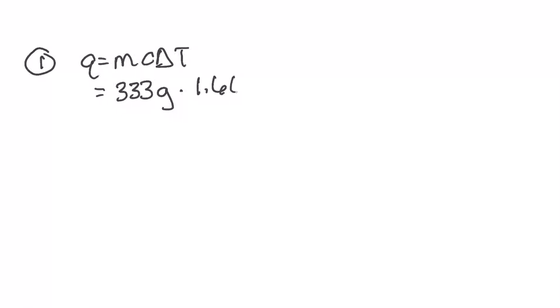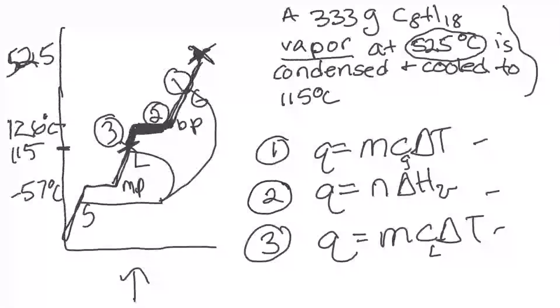So step 1, we had Q equals MC delta T. The mass, as you're reading from problem book 906, was 333 grams. The specific heat of the octane as a gas was 1.66 joules per gram degree Celsius. And I'm not going to keep flipping back and forth all the time, so I'm hoping you're using 906 to see where I'm getting these values. And then I need the change in temperature, so I am going to flip for that. What was the change in temperature?